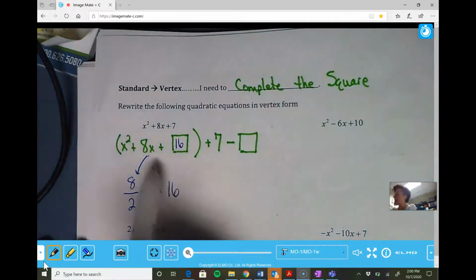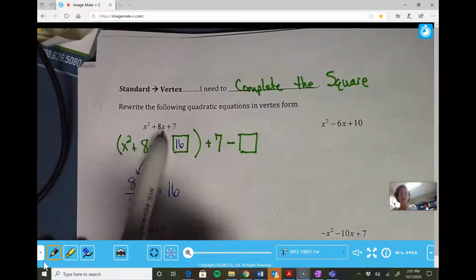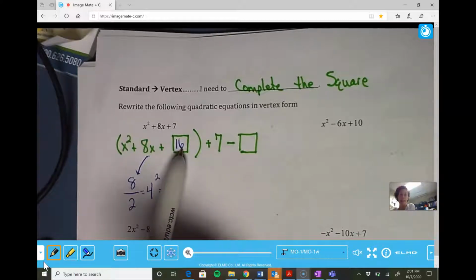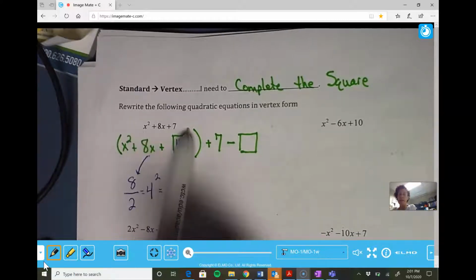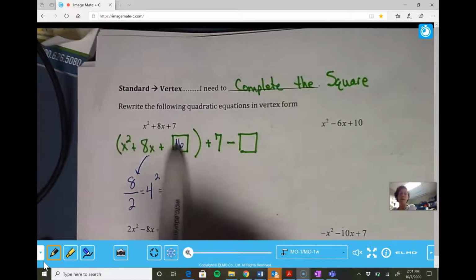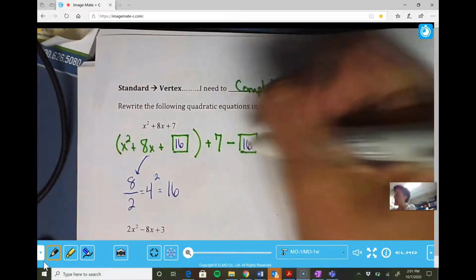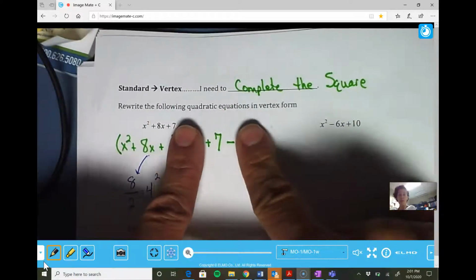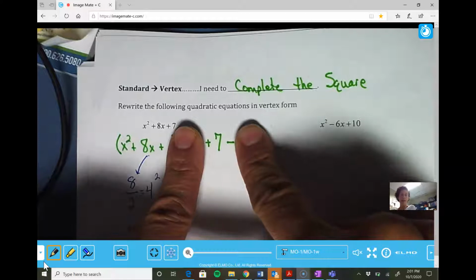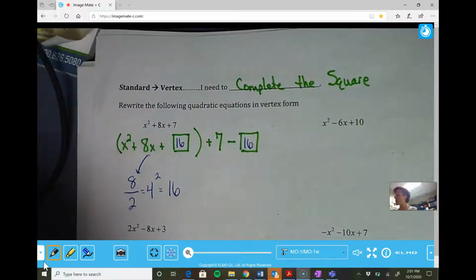And the idea is I'm just finding an equivalent form to this problem. So if I all of a sudden just add 16 to this problem, this isn't the same problem anymore. It looks a little different. So to keep it equivalent, if I'm going to add 16, then over here I want to take away that 16 because technically those two would just cancel out, as we like to say, and I still have x squared plus 8x plus 7.